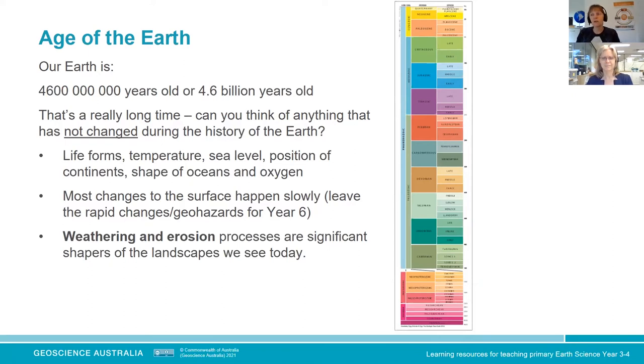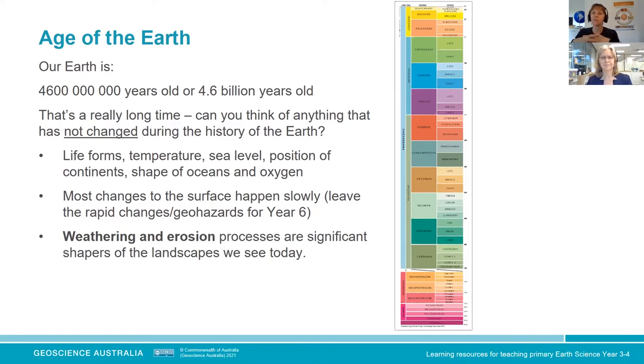So when we're talking about this, we're not just talking about, oh, back when my grandparents were around, or back when the Egyptian pyramids were around, not even back when the dinosaurs were around. We're talking billions of years ago. And so we try and get them to think about what things might have changed during this 4.6 billion years. What things might have changed or stayed the same?